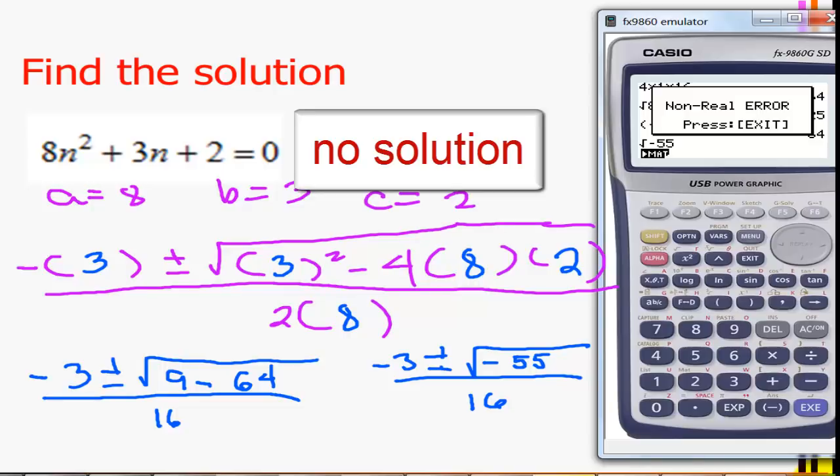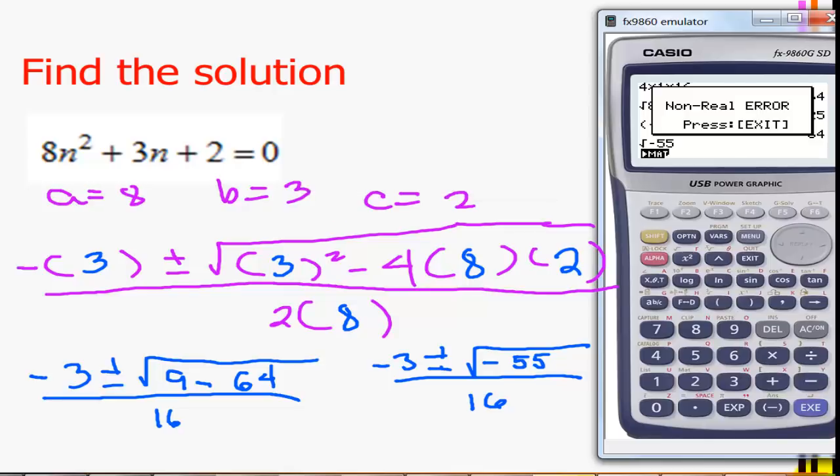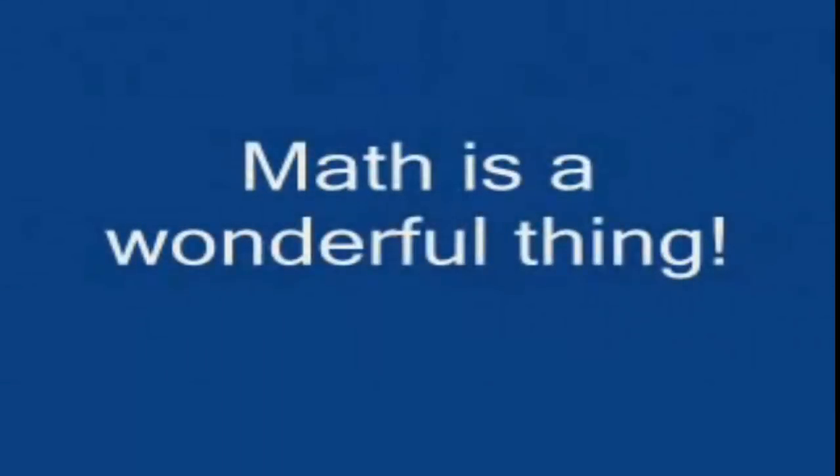All right, so there we go. This is the procedure on how to use quadratic formula to find the solution set of a given quadratic equation. Math is a wonderful thing. Math is a really cool thing.